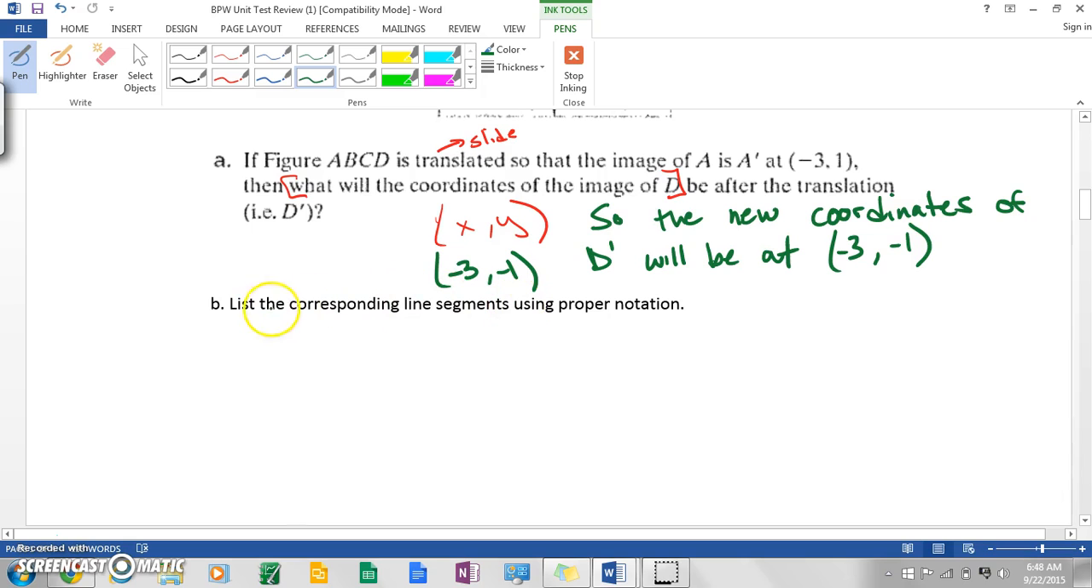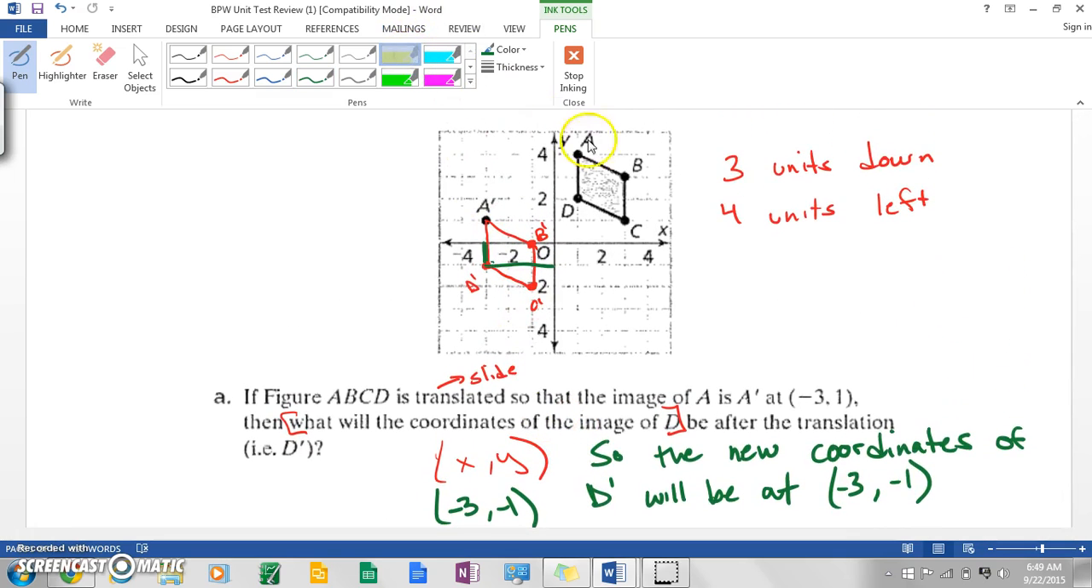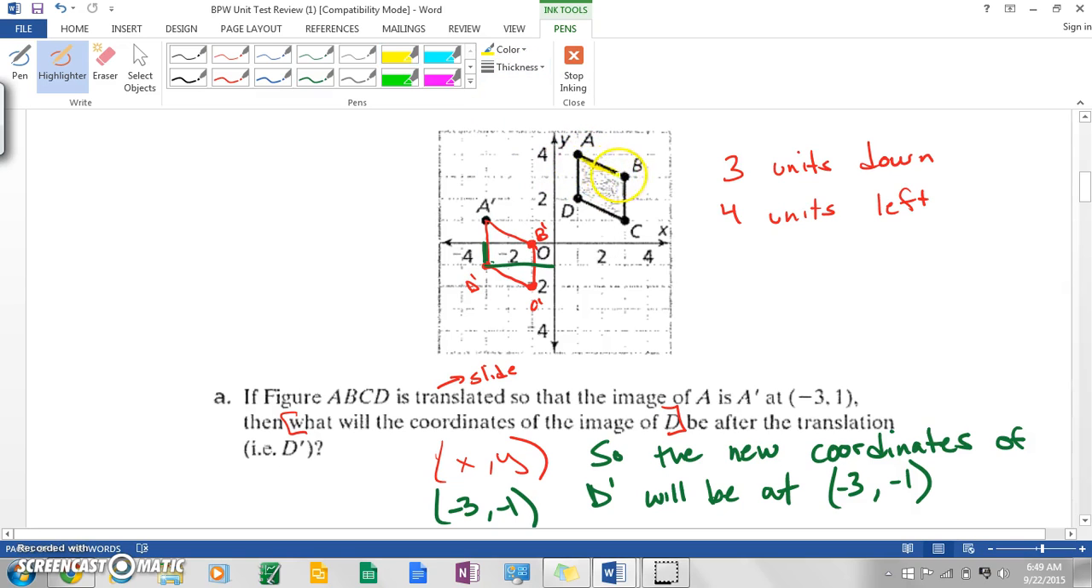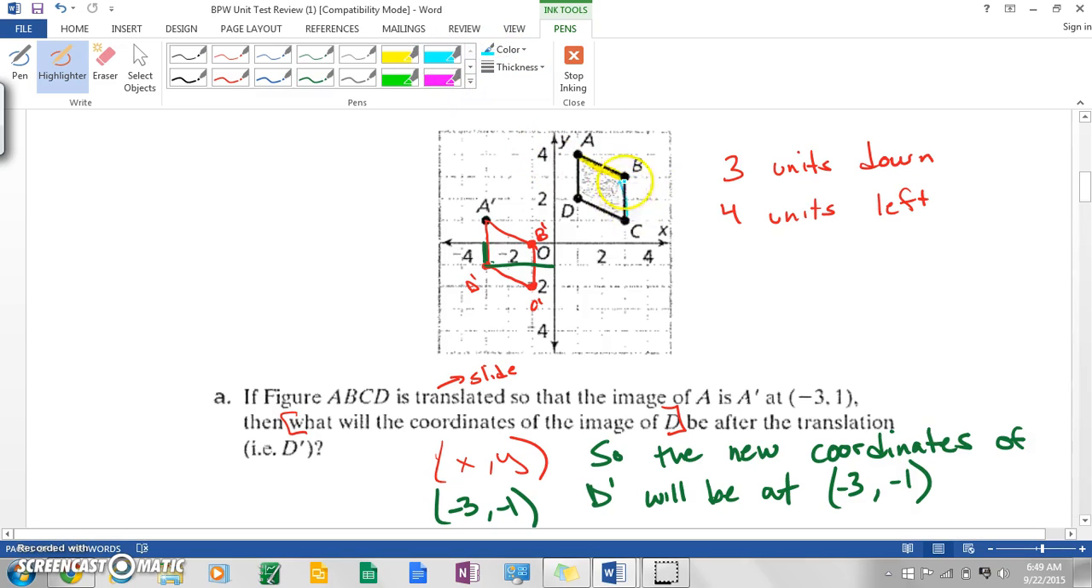Okay. And then B, it says list the corresponding line segments using proper notation. Remember, line segments are indicated with a little line over the letters. So let's identify all of the line segments that we're going to talk about here. The first one is going to be line segment AB. The second one is going to be line segment BC here. The third one is going to be line segment CD.